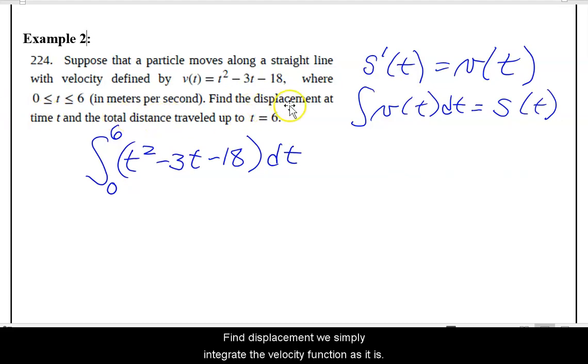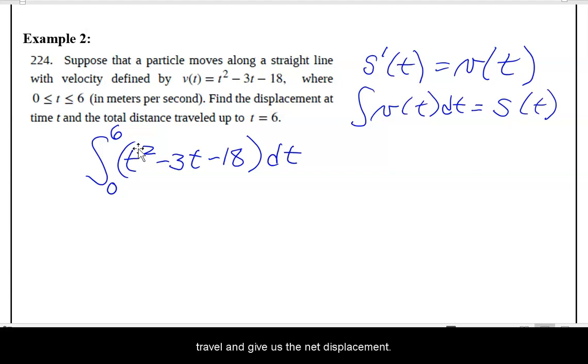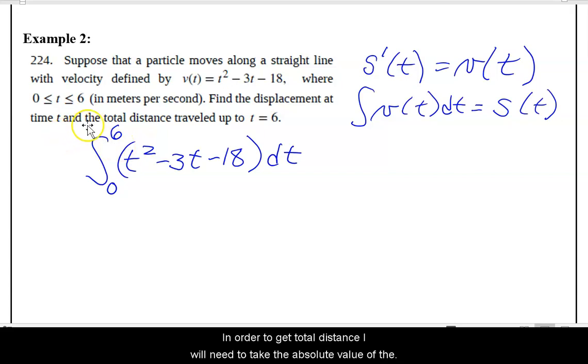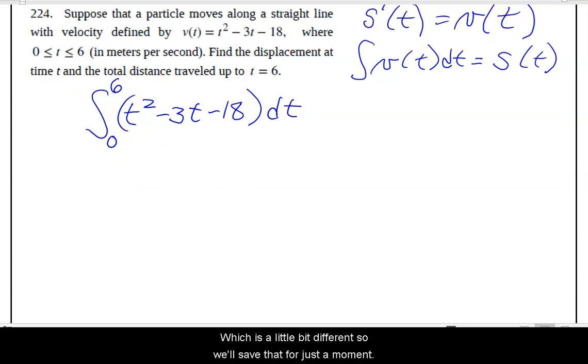To find displacement, we simply integrate the velocity function as it is. It will take into account automatically the north-south travel and give us the net displacement, the net change. In order to get total distance, I will need to take the absolute value of this function, which is a little bit different, so we'll save that for just a moment. The easiest part is, of course, displacement. Let's find the displacement now.